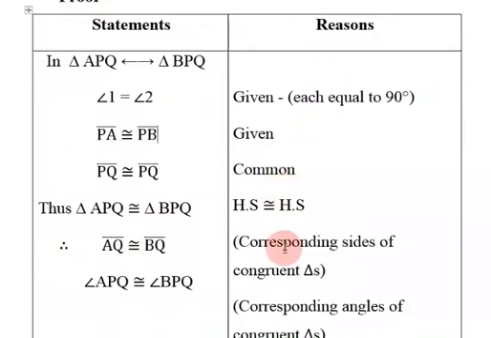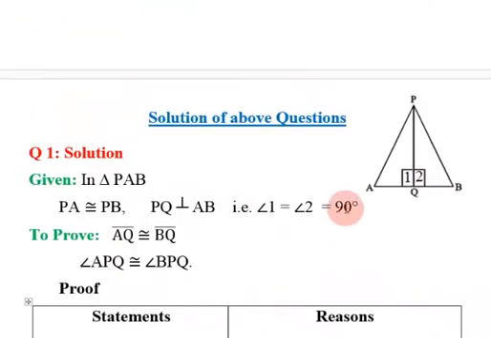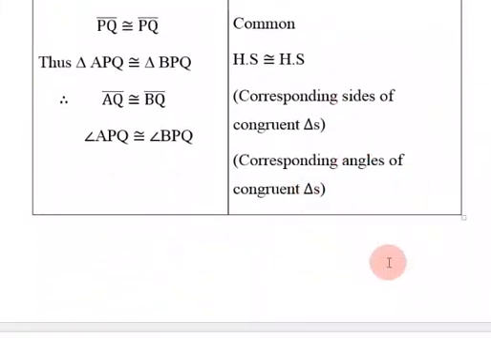So by using the postulate hypotenuse and side, we can say that the triangles are congruent because it is a right angle triangle. One angle is 90 degrees, so we are using the property of hypotenuse and side and saying that they are congruent triangles. So in this way we can say that the side AQ is congruent to the BQ and the angle APQ is also congruent to BPQ. The sides are corresponding sides of congruent triangles and the angles are the corresponding angles of congruent triangles.